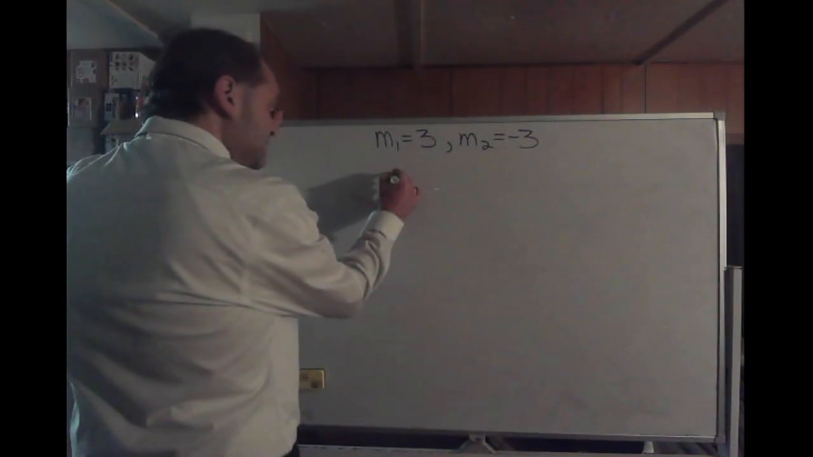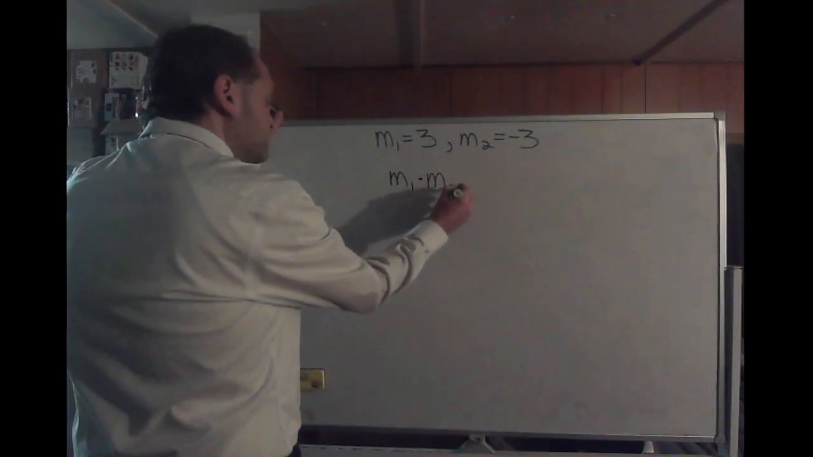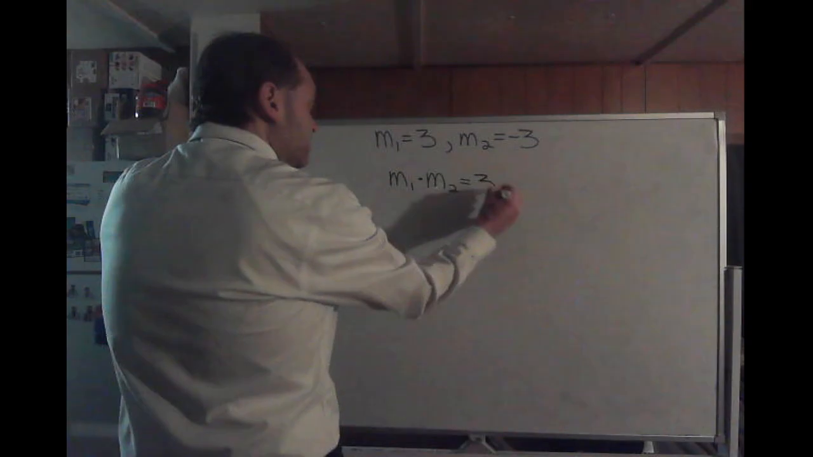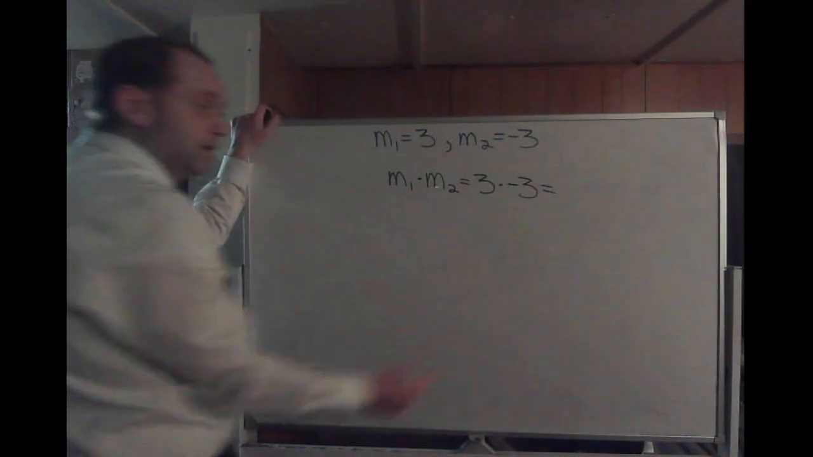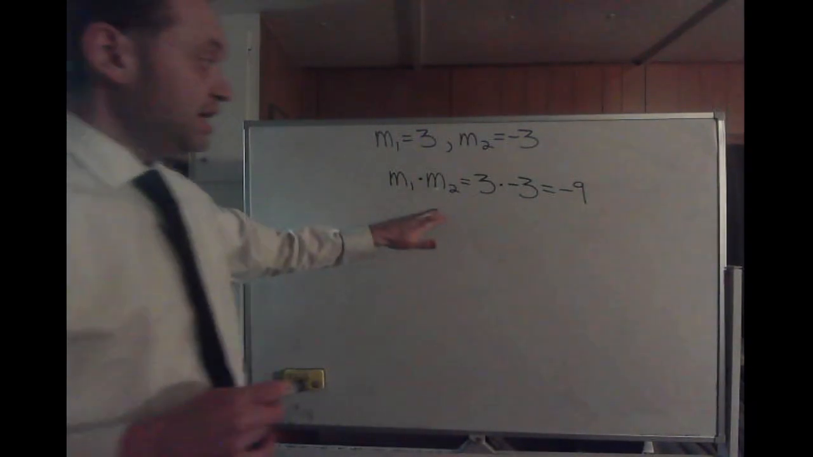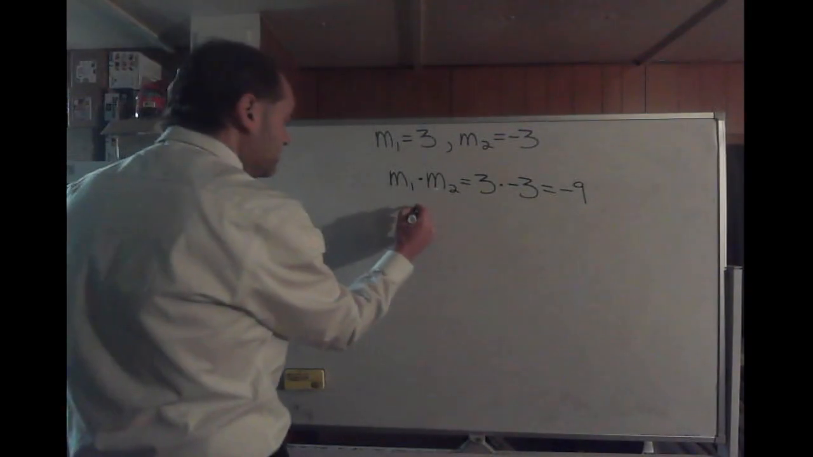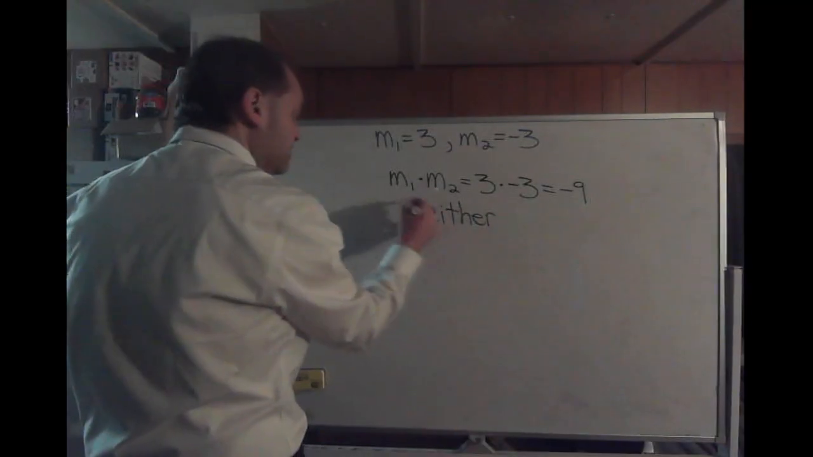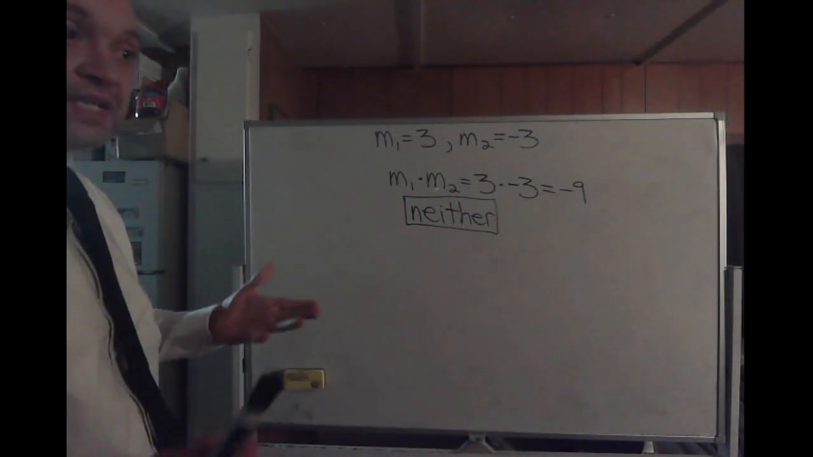But when in doubt, multiply them out. So take the slope of the first line times the slope of the second line. So you would end up having 3 times -3. Well, what is 3 times -3? -9. Well, the slopes aren't equal. The product does not equal -1, so what does that mean? They're neither parallel nor perpendicular. That means they just intersect at some point. And of course, if lines aren't parallel, that means they intersect.